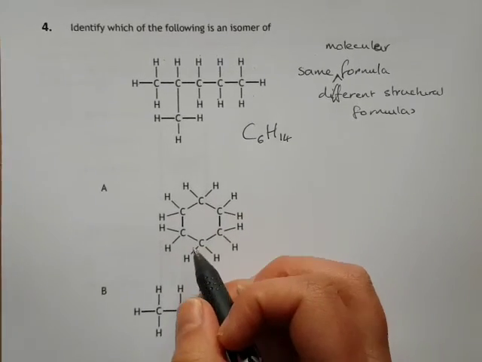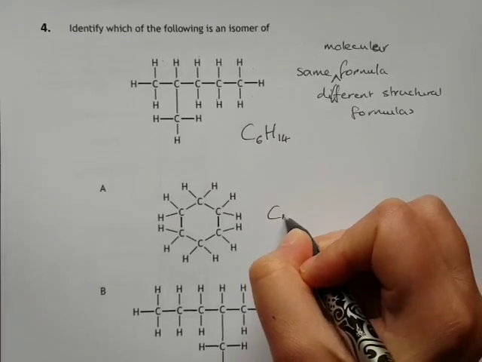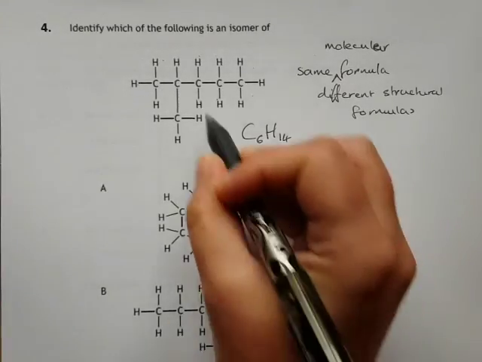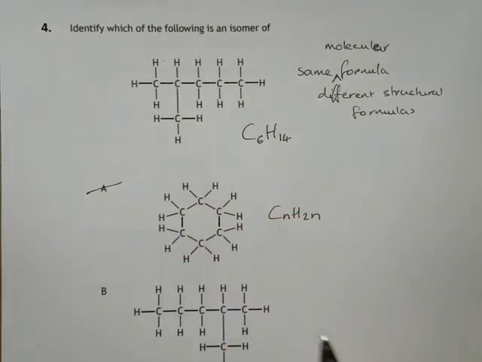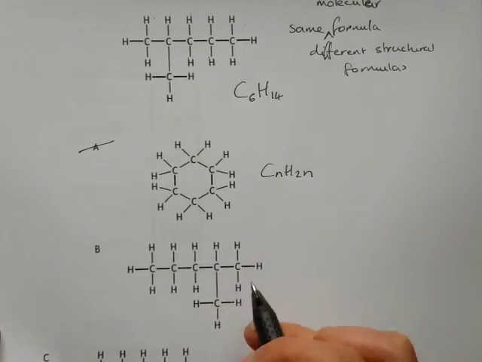Now I can rule out A straight away because the cycloalkanes have the general formula CnH2n, so they are never going to be isomers of an alkane. Cycloalkanes and alkanes can never be isomers of each other. Okay, B is a tempting one.